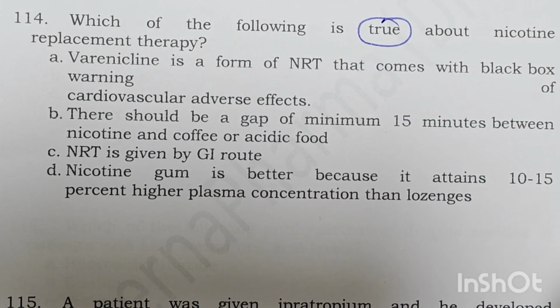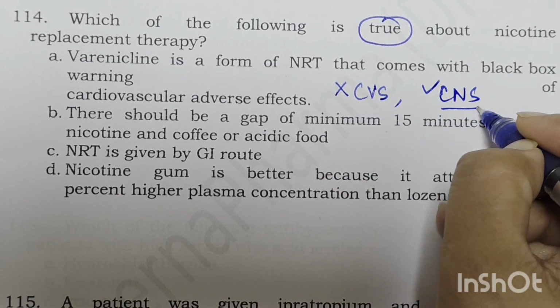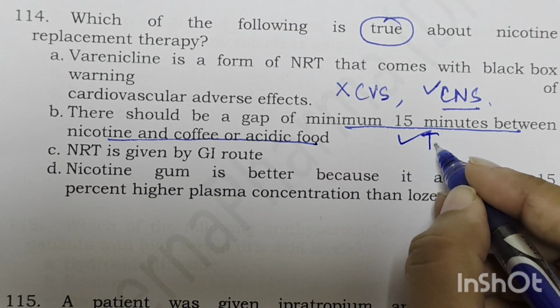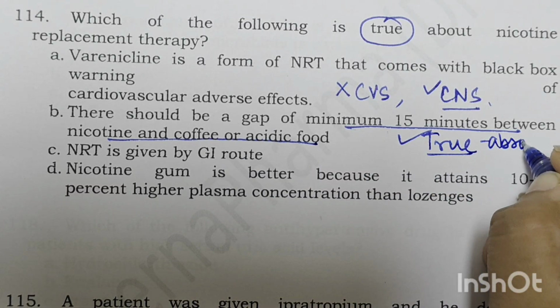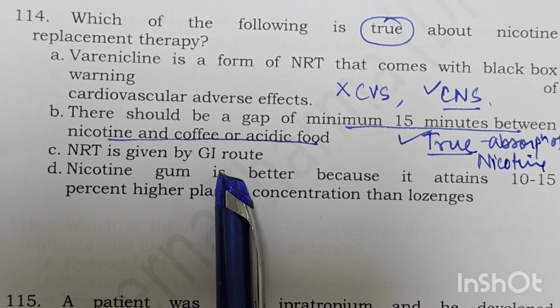So we know that varenicline does not cause cardiovascular effects. In fact, it causes CNS effects. There should be a gap of minimum 15 minutes between nicotine and coffee or acidic food. Yes, this is true because there should be a gap, otherwise absorption of nicotine is affected. NRT is given by GI route.